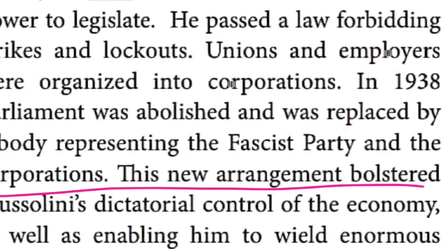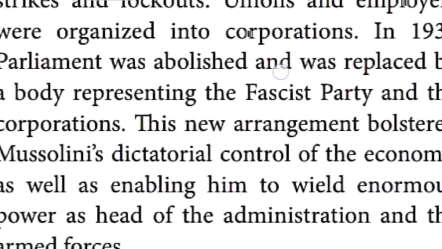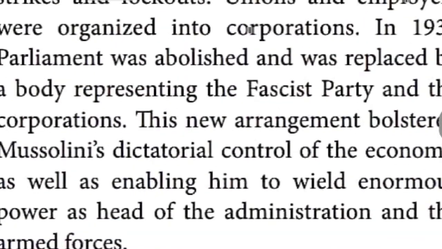So this new arrangement bolstered. Children, what is meant by bolstered? Do you have any idea? Bolstered in the sense of supported. Yes, this new arrangement supported Mussolini's dictatorial control of the economy, as well as enabling him to wield, in the sense of exercise, enormous power as head of the administration and the armed forces. That's the thing.